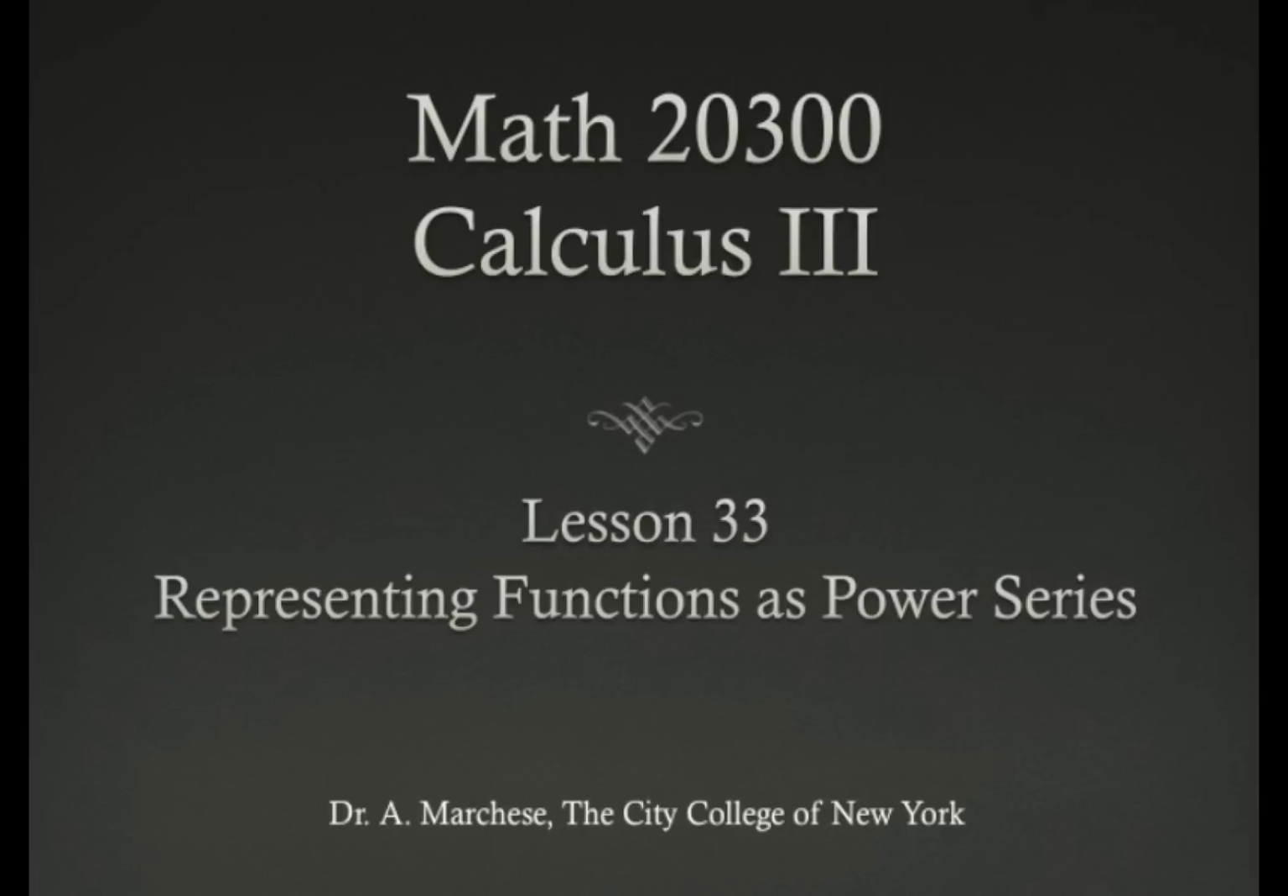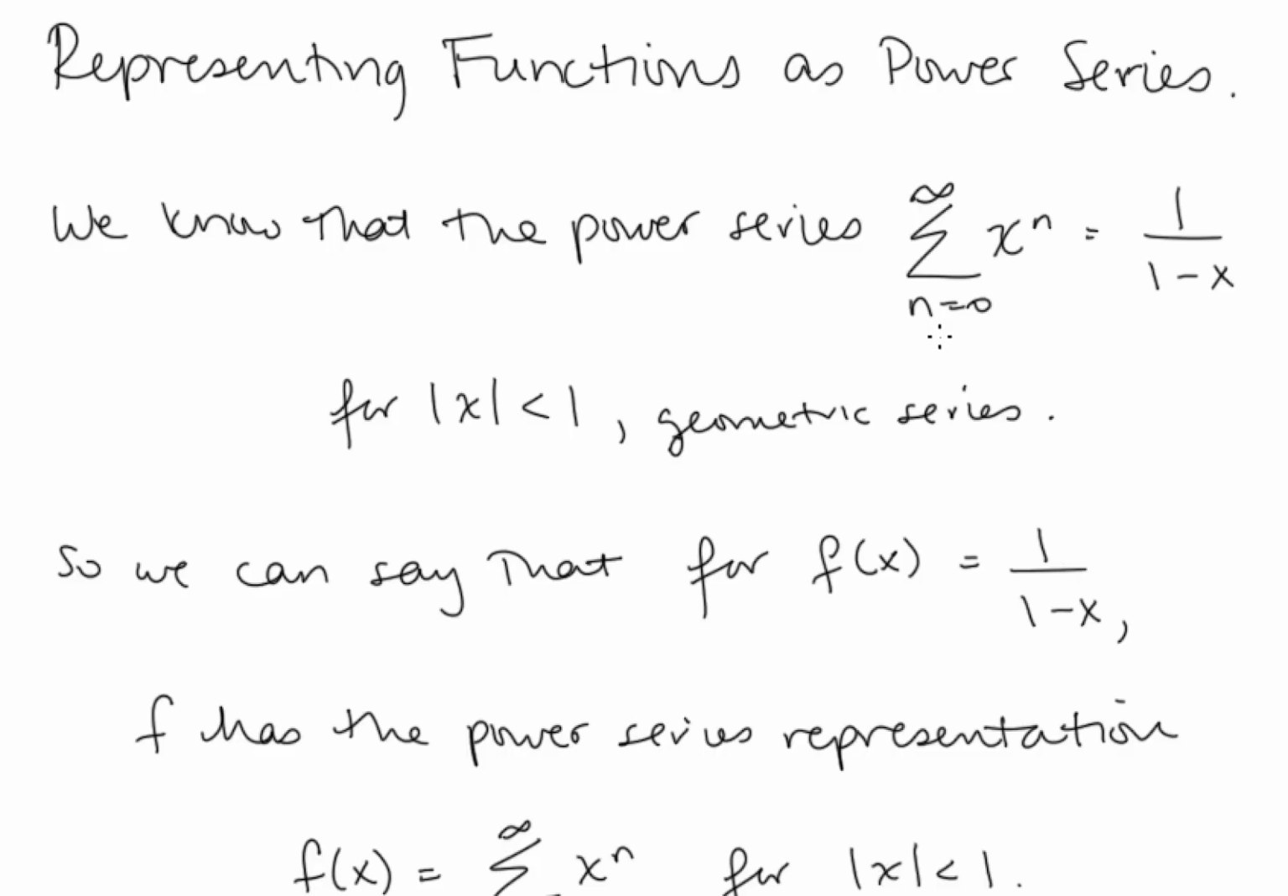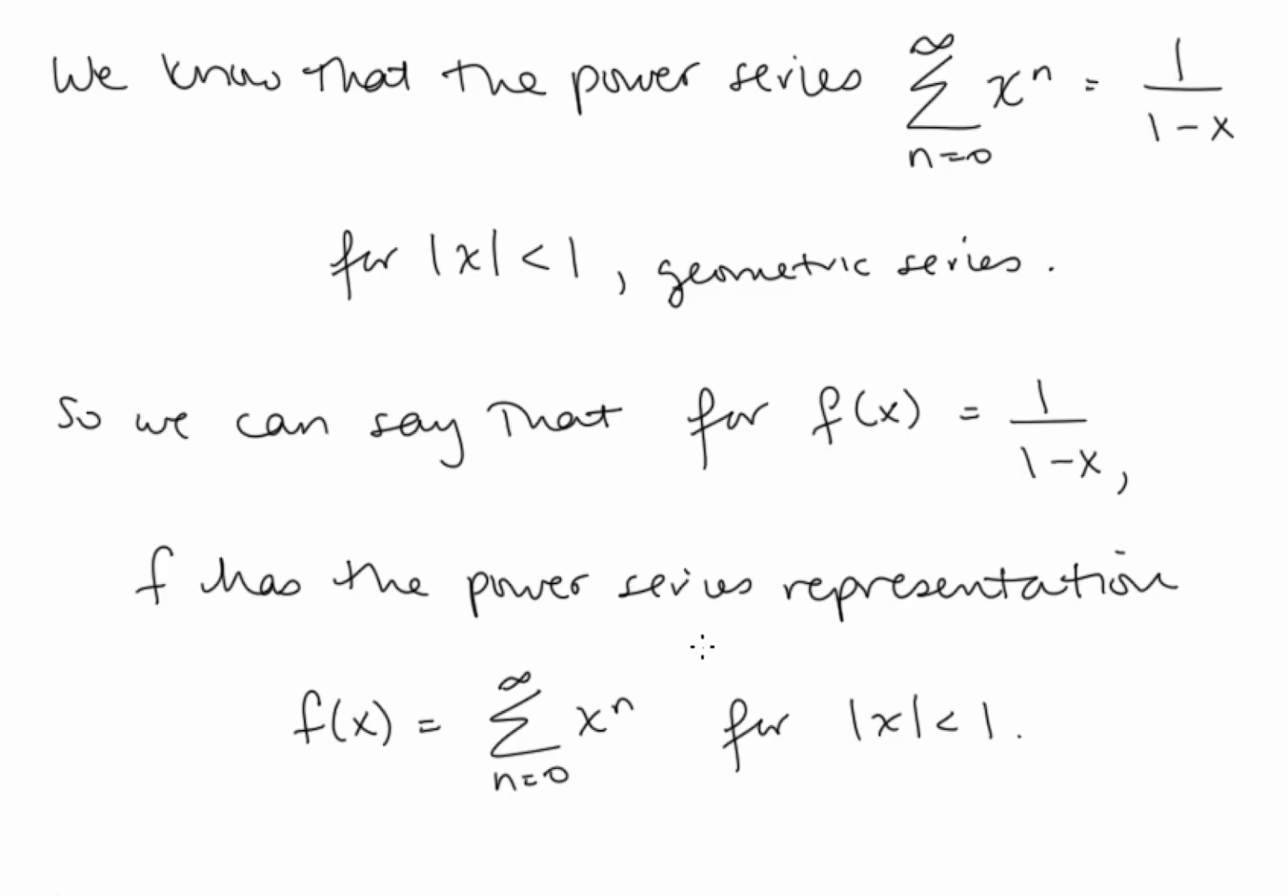This is lesson 33 in our Calculus 3 series, representing functions as power series. In the last lesson, we saw how series of this form can be recognized as geometric series, and therefore for absolute value of x less than 1, we know that this series will converge to 1 over 1 minus x. So we can say that for f of x equals 1 over 1 minus x, f has this power series representation for absolute value of x less than 1.